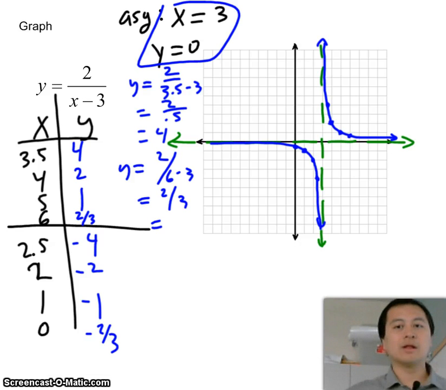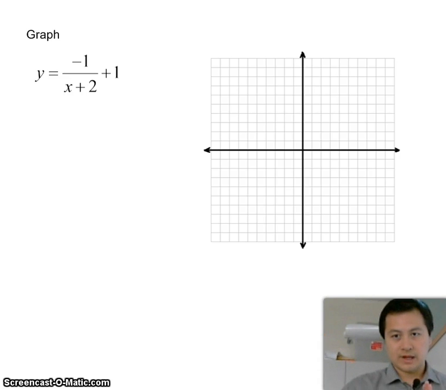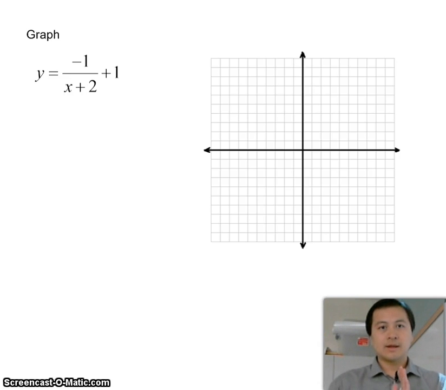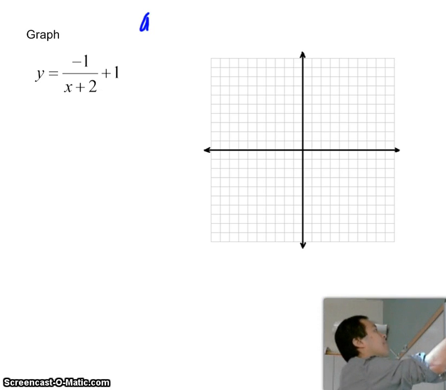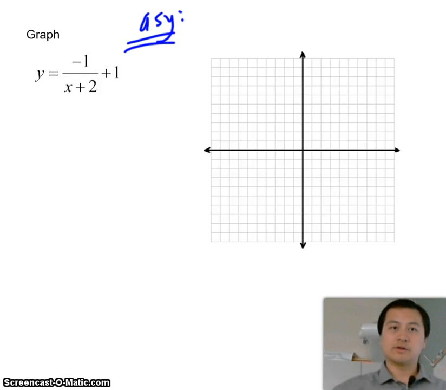Let's do one more example and call it a day. Last example. Graph this. Try to do it by yourself. Right? See what you can do. First things first, find the asymptotes. Pause the video, try it yourself.